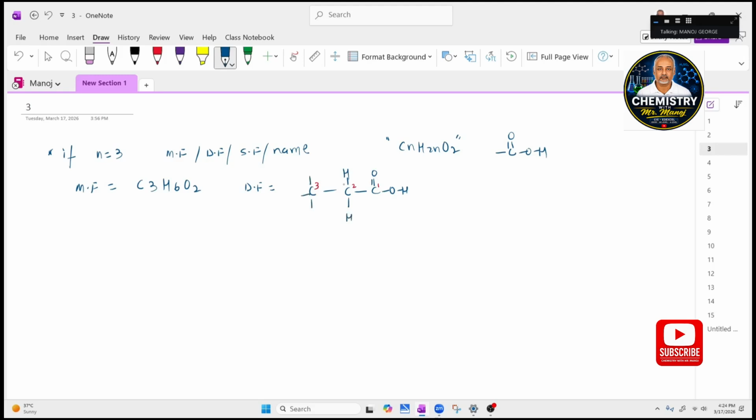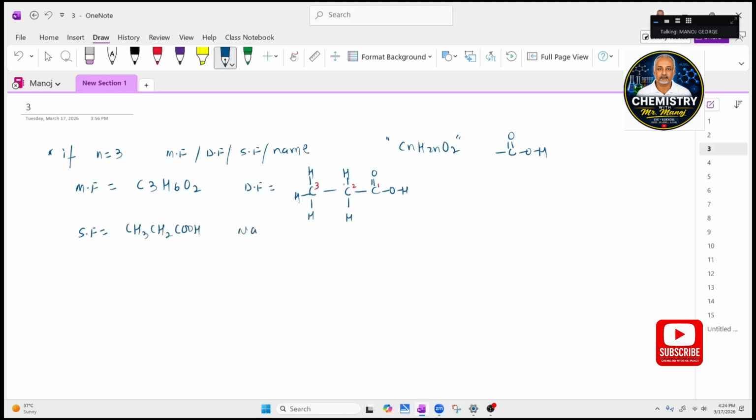So you just keep counting 1, 2, 3, 4. Every carbon needs 4 bonds there. So that's the display formula. The structure formula is you just take the display formula and just crunch it. So that's a CH3, and then there's a CH2 and COOH. That's it, nice and easy.